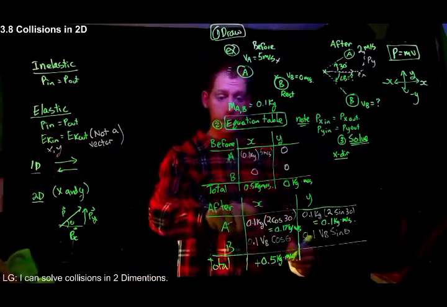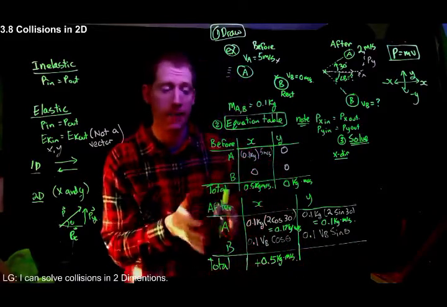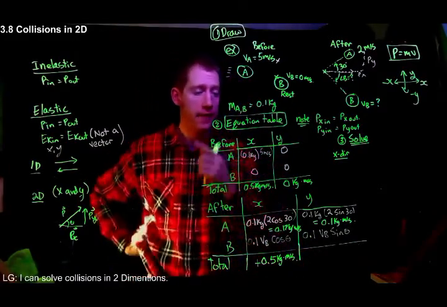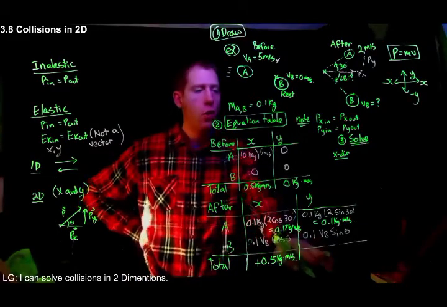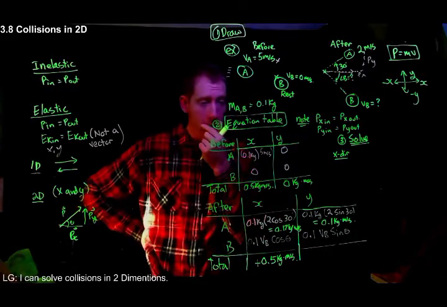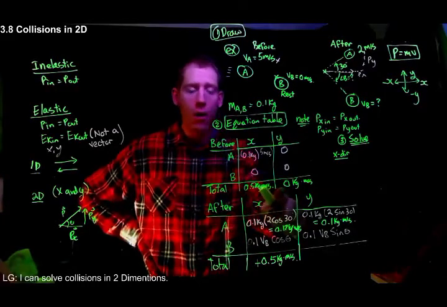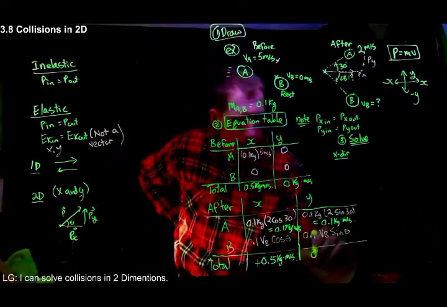So if I had an initial momentum of 0.5 in the x direction, I must have that same there. And what must the total in the y direction be? I had an initial of 0, so I'm going to have a final of 0. Agree?